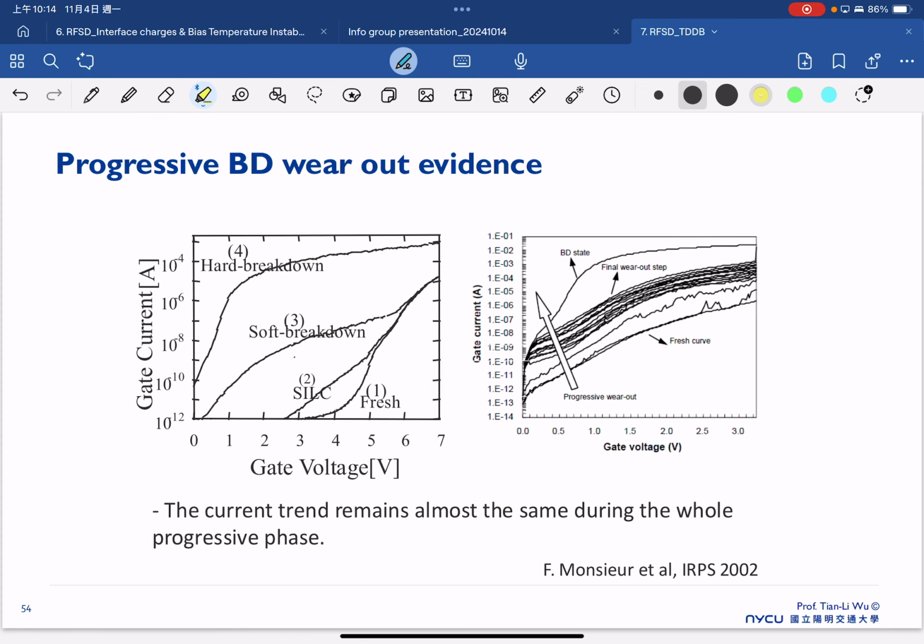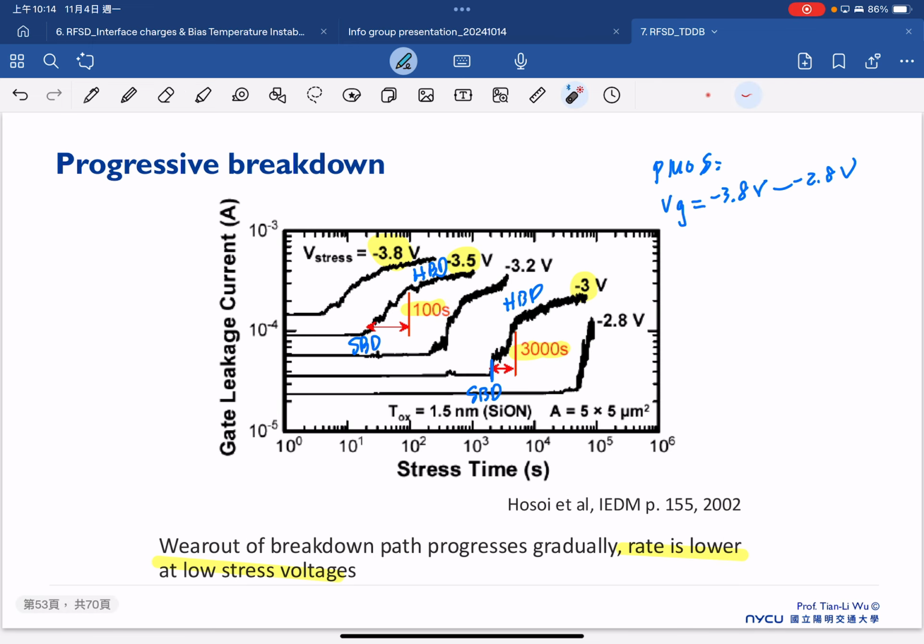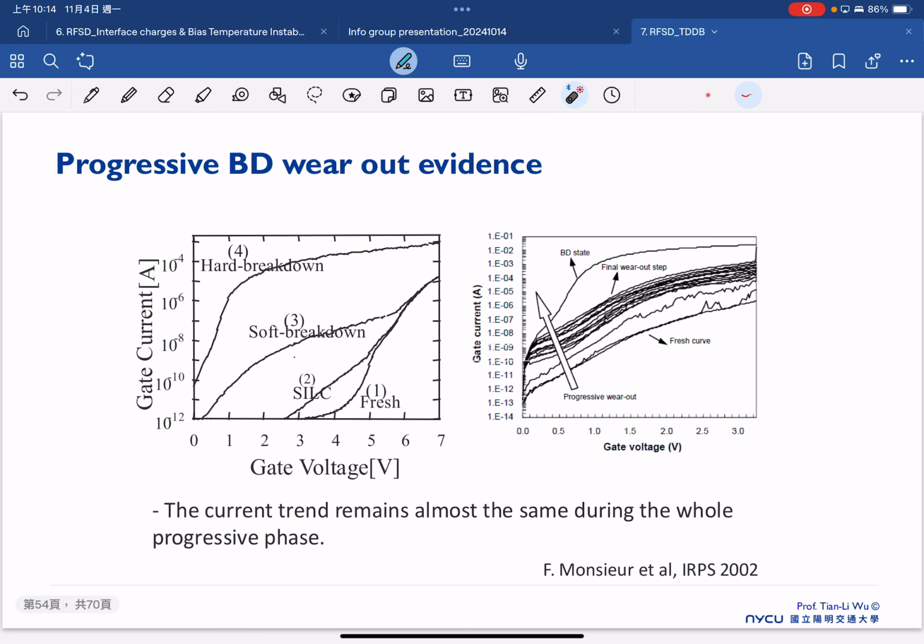So also we can consider a different way to try to understand this progressive breakdown. That basically depends on how you characterize your device. In this line, we characterize as current versus time. But if you characterize with IG, VG after each moment, that means this is a curve where we have gate current versus time.